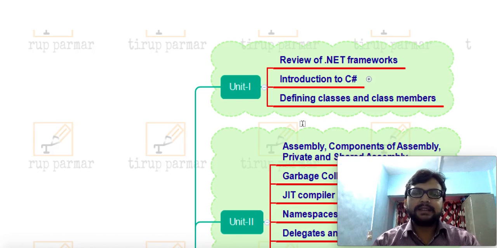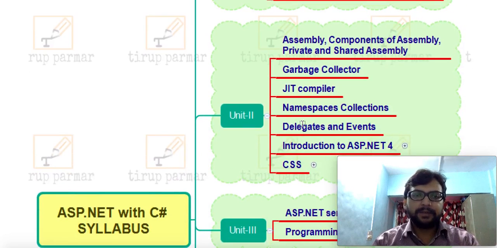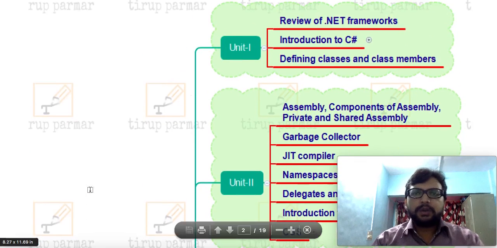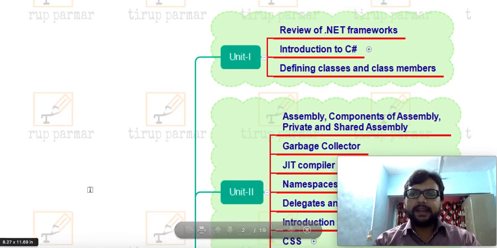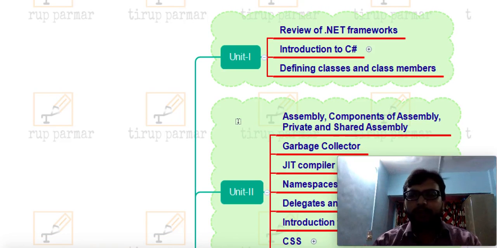So let's start discussing. As you can see, this is our syllabus. ASP.NET with C Sharp, or you can say C Sharp with ASP.NET, nothing much difference. So this is our syllabus. As you can see, I have made this particular diagram so that you can easily understand what our syllabus is all about, and what are the most important topics which we need to study for this particular part.